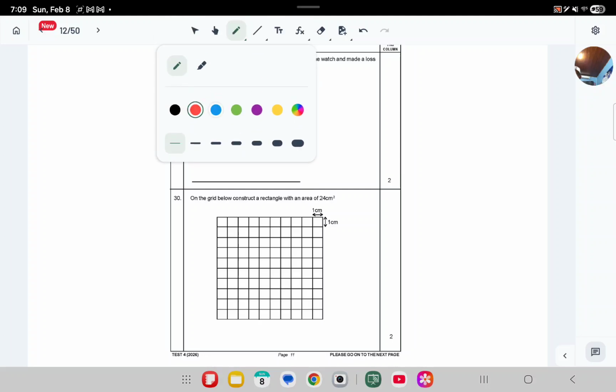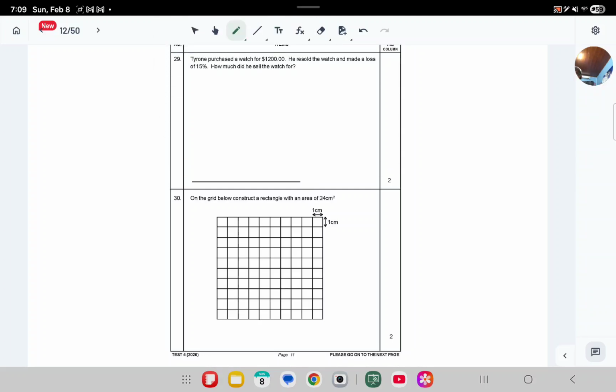Number 29. Tyrone purchased a watch for $1,200. He sold the watch and made a loss of 15%. How much did he sell the watch for? First, we need to calculate the amount of money he lost. So that is 15 over 100, because percentage is out of 100, multiplied by the cost price over 1.